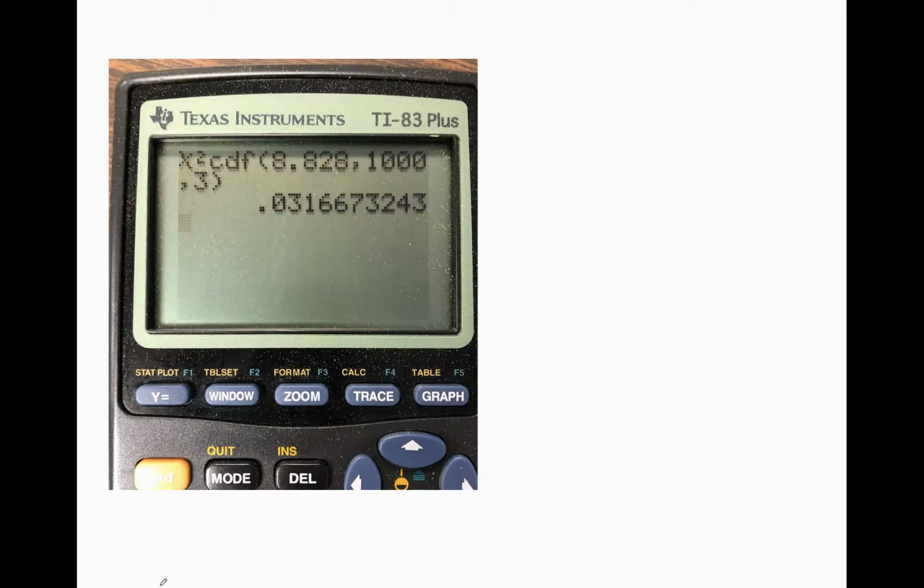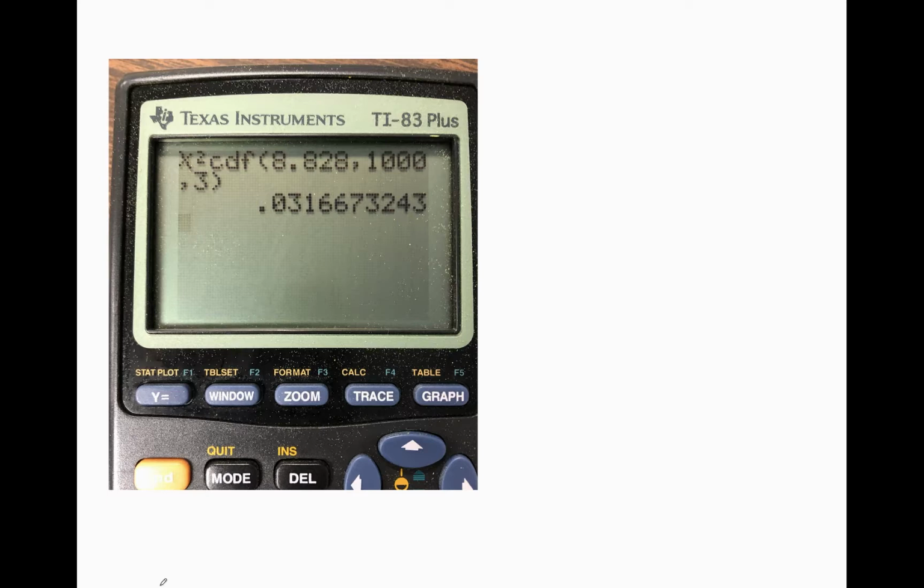So for this one, I choose chi-squared CDF. I type in 8.828 because that's my test statistic, and I'm going to go up to 1,000. You could really put in any big number there. You could do 1,000, 5,000, 10,000, just something that's really big and for sure to be way, way off in the tail of that distribution. Then I put in 3 for my degrees of freedom. When I hit enter, I get 0.0317 if we round that to 4 places.